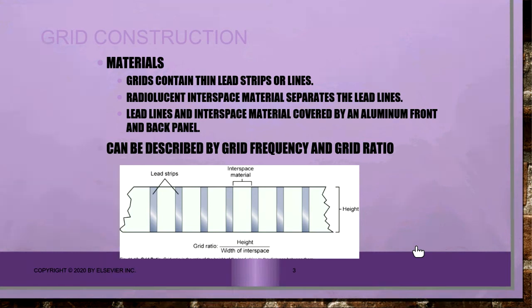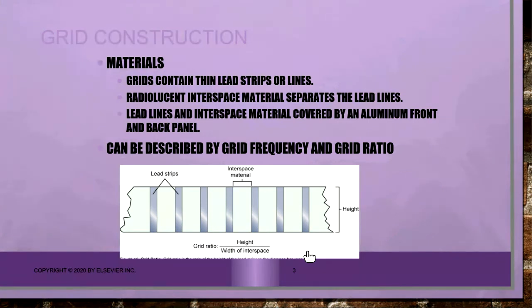The grid ratio is mathematically a formula that is the ratio of the height of the lead strip divided by the distance between them, or the interspace. So you can see down here, grid ratio is equivalent to the height of that lead strip, how tall it is, divided by the interspace that divides them. That would give you your grid ratio. And typically, grid ratios range from 4:1 to 16:1.